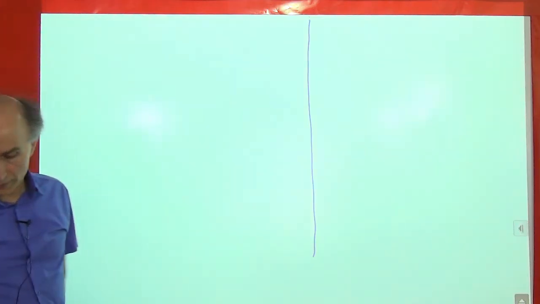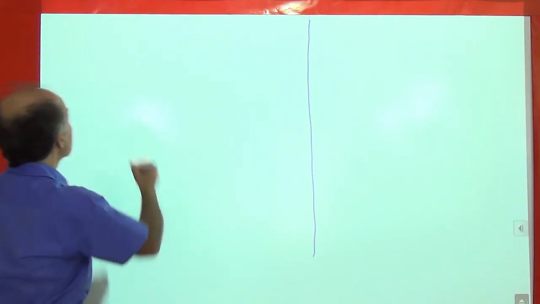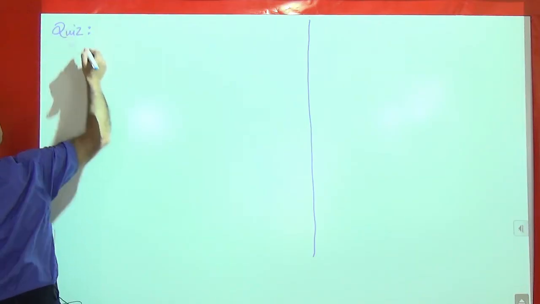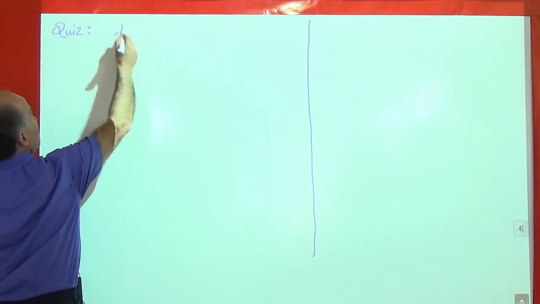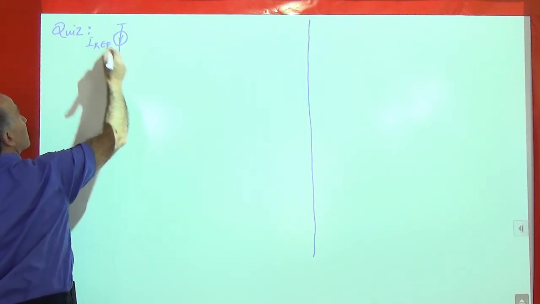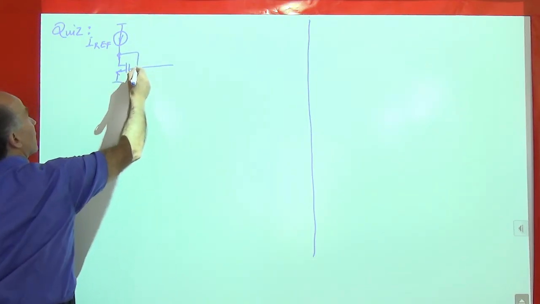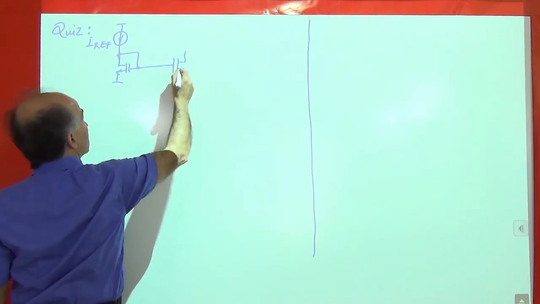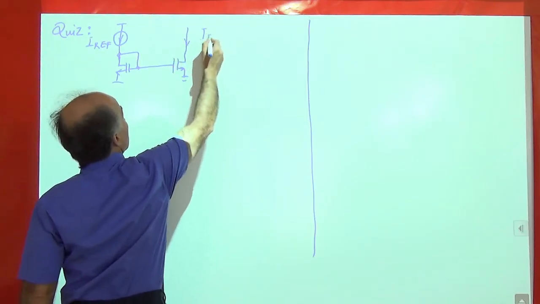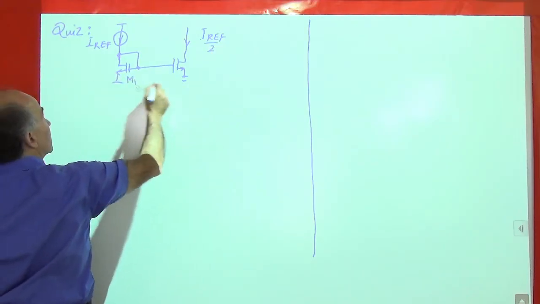Okay, so I'm going to give you a quiz before we proceed. All right, so here's the situation. I have a current IREF. I'm injecting it into a device. And I would like to obtain a current equal to Iref over 2. We'll call this M1, we'll call this M2.